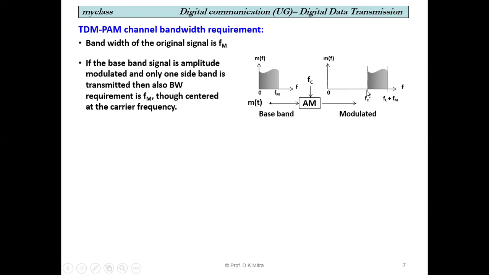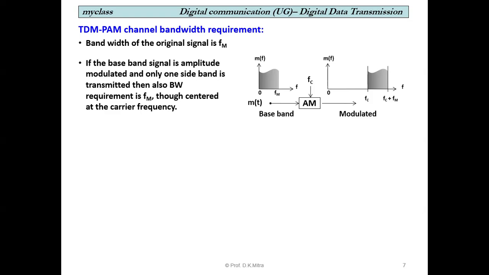So if you send one baseband signal band limited to FM, you need a channel bandwidth of also FM, but at a higher frequency. Say your FC is 1 megahertz and your baseband signal is up to 10 kilohertz. Then you need a channel from 1 megahertz to 1 megahertz plus 10 kilohertz. This is the channel you need. This is what you do when you do amplitude modulation.